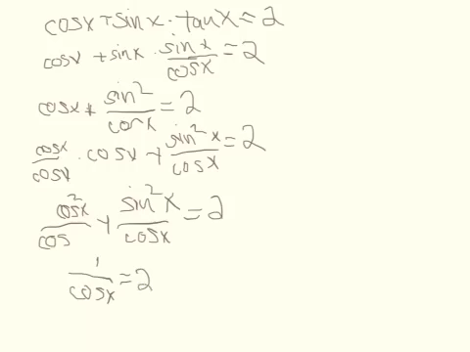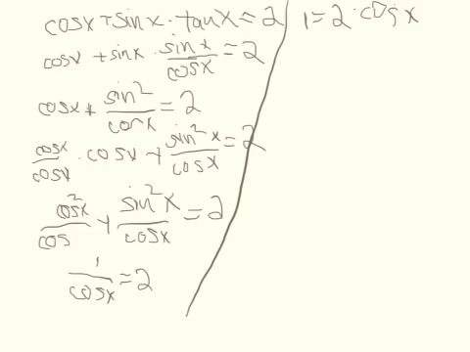Alright, remember we're still on step number 1. We have a little bit more to go. I'm going to continue this up in this corner. So if I have 1 over cosine x equals 2, I can multiply that out. So I get 1 equals 2 times cosine x. Oops, cosine x. Ooh, that's messy. Divide by 2, I get 1/2 equals cosine x. Okay, now we're in business. We finished step 1.